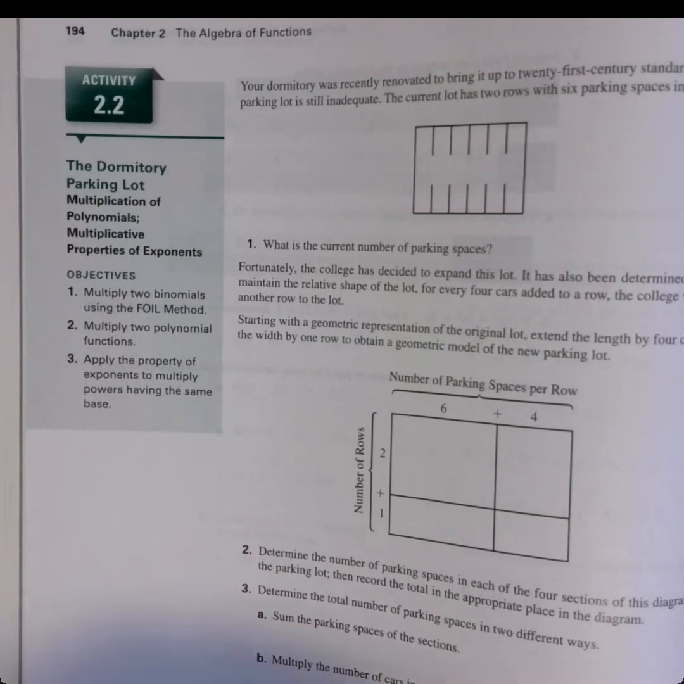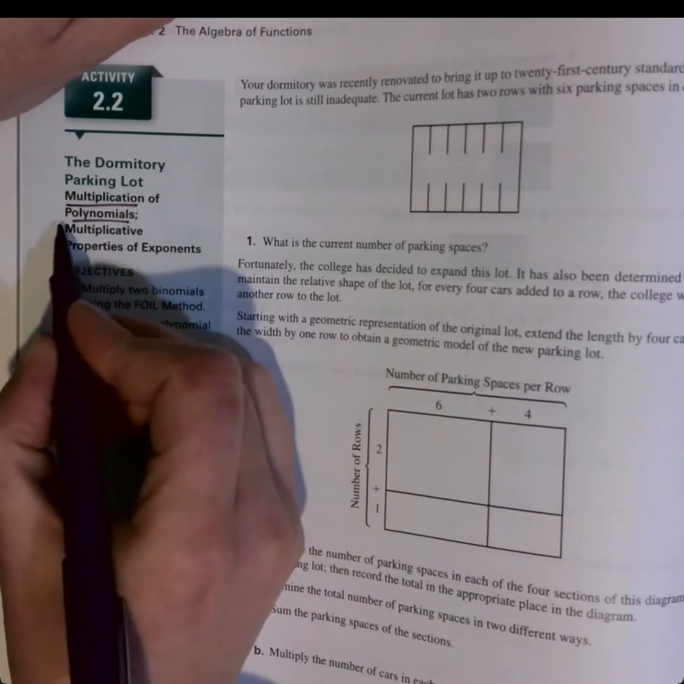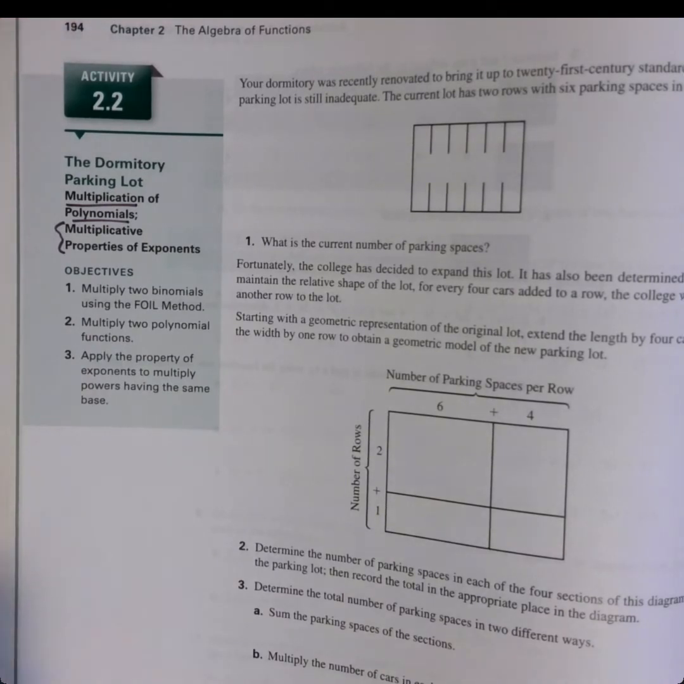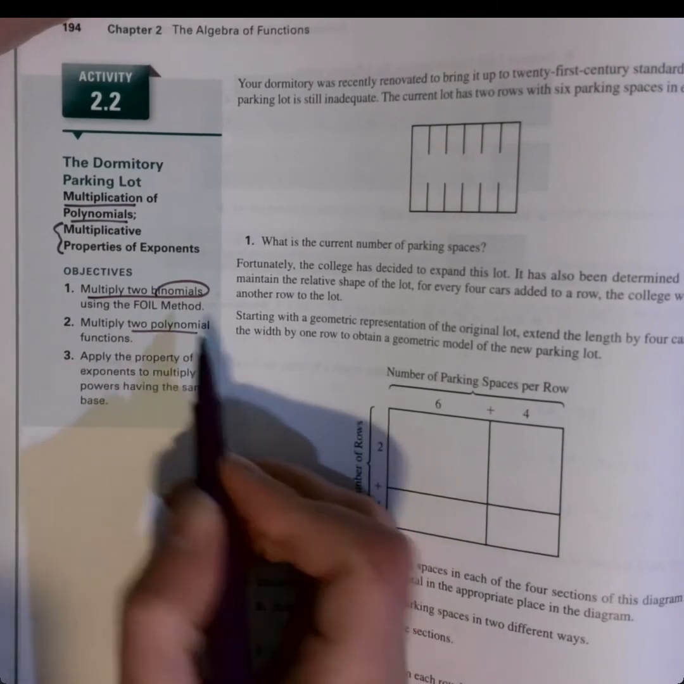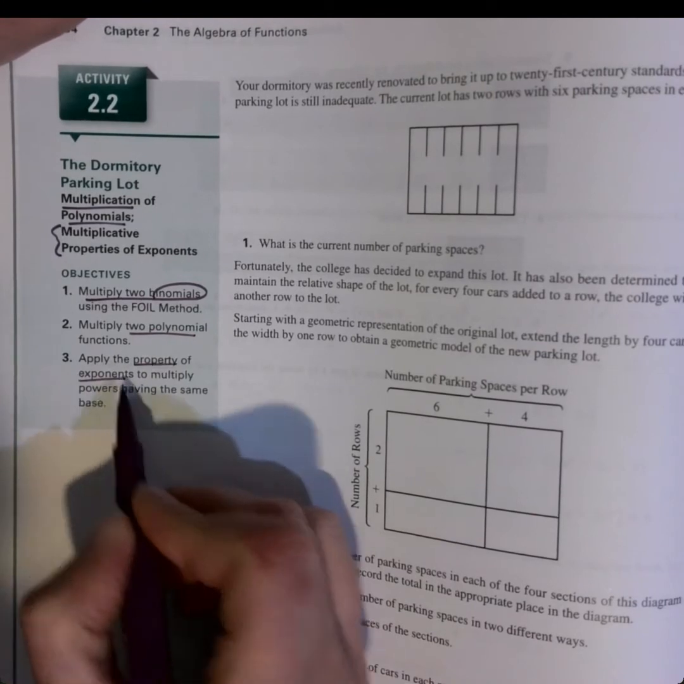In section 2.2, we're working on multiplication of polynomials and multiplicative properties of exponents. We're going to get some properties of exponents in 2.2 and some more in the next couple of sections. First, we're going to multiply two binomials, then we're going to multiply two general polynomial functions, and then we're going to apply those properties of exponents.